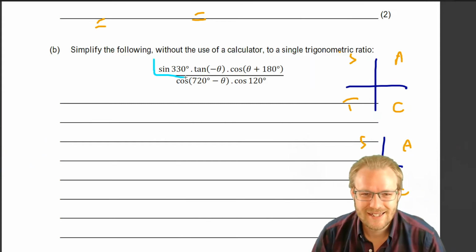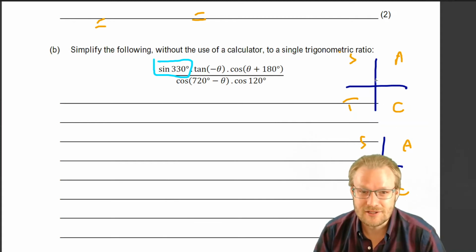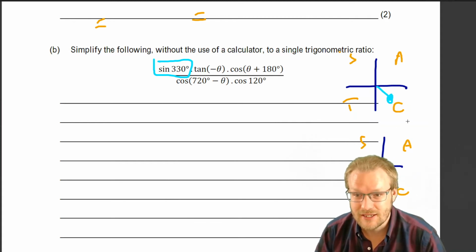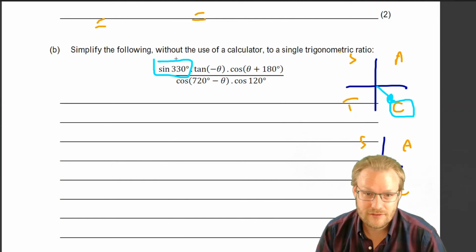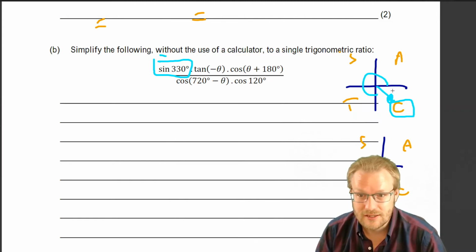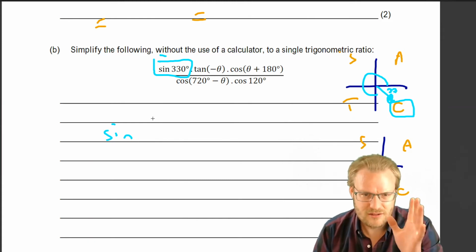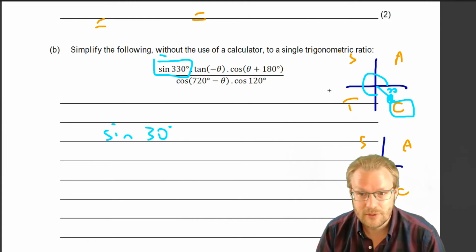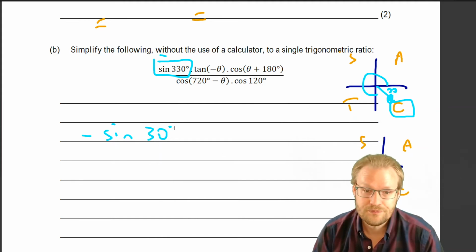So let's see. Sine 330. So the idea was, oh, where's 330? 330 is here. Well, it's cos, so therefore it's going to be negative. And well, if that's 330, then this bit here is 30. So that's going to be, if we're going just to the 180s and the 360s, that still stays a sine. So that sine 30 is a positive or negative. Well, sine is negative here, so it has to be negative.